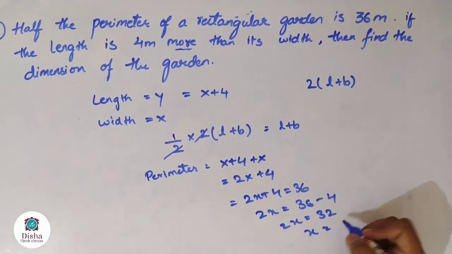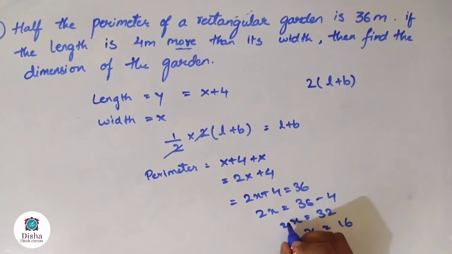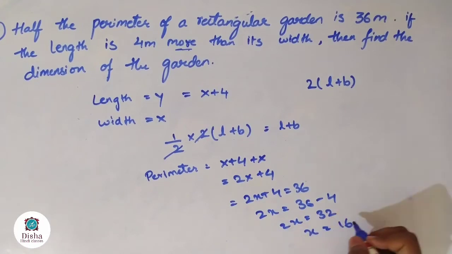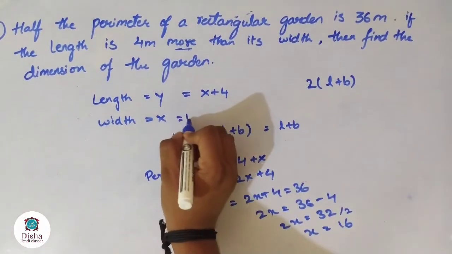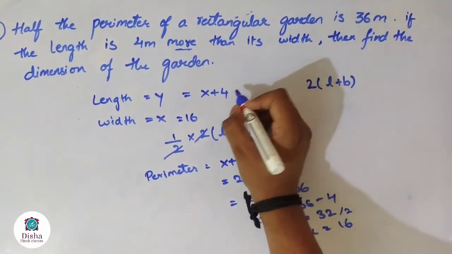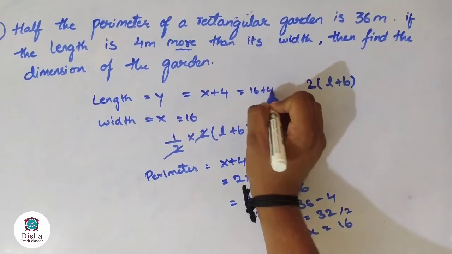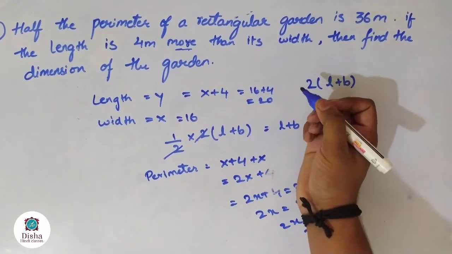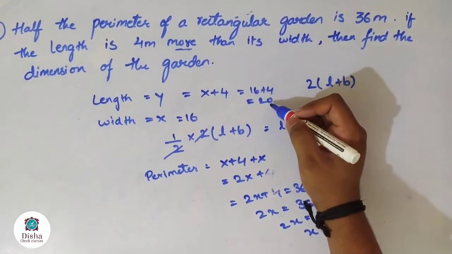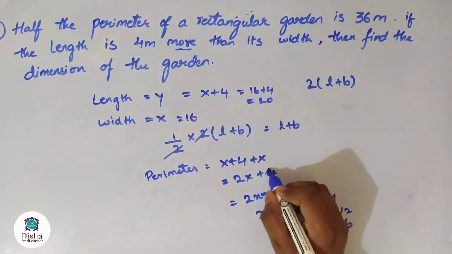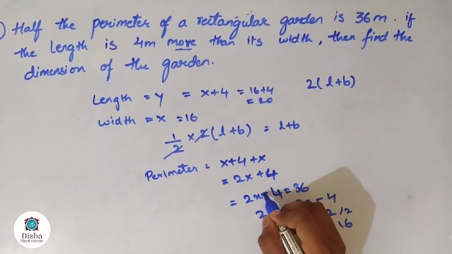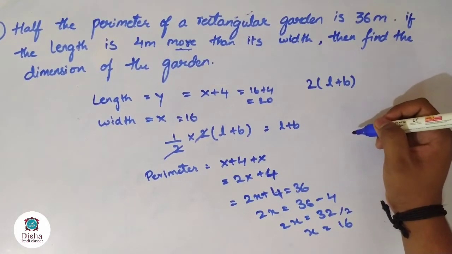Then what will be the x value? 16. Because this 2 is in multiplication, it will go to the RHS and become division, that will be by 2, then x will become 16. So if x is 16, then what will be the y? x plus 4, that is 16 plus 4, equals 20. So this is the solution without the graphical method.